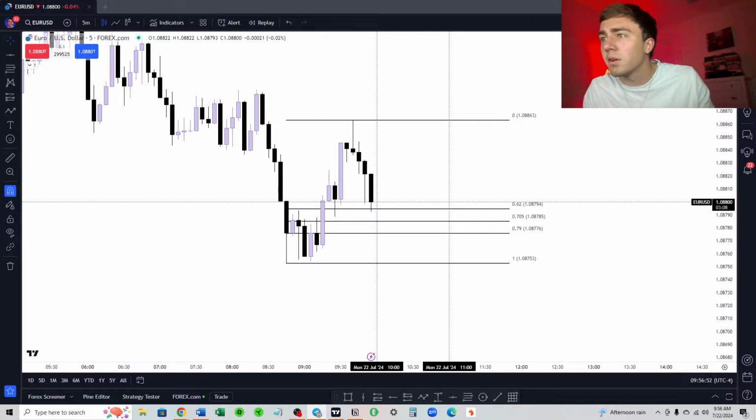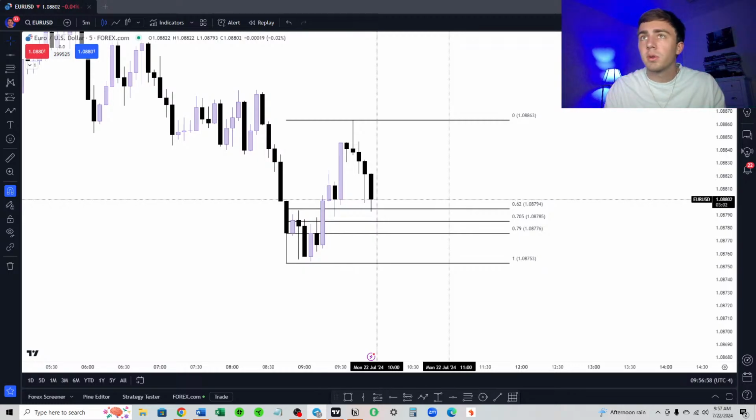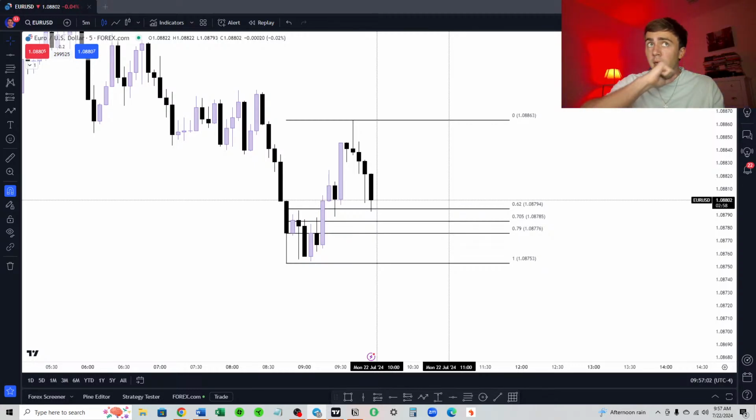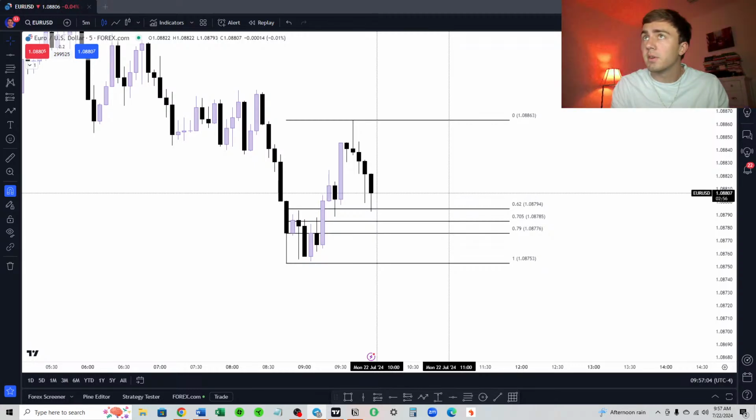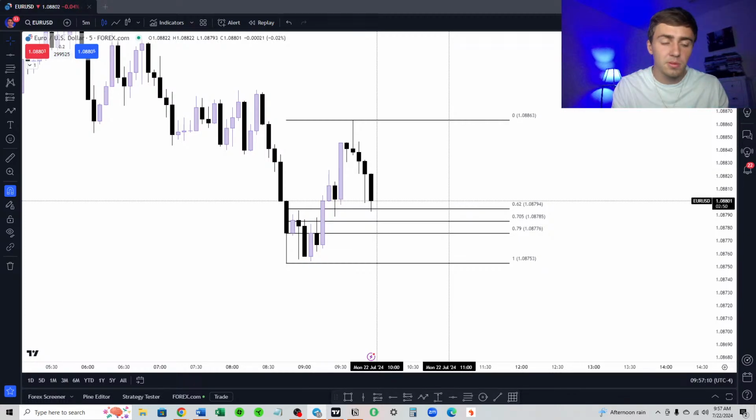Let me make sure. Why does that look wrong? Oh, that's why. Okay. We got about three minutes here, and the setup's already happened for us. So we're gonna see if we can hopefully hold a little bit lower with price, but otherwise we'll still get into it now that it's actually rejected off of that 0.62.